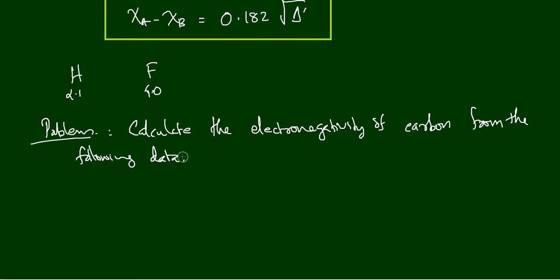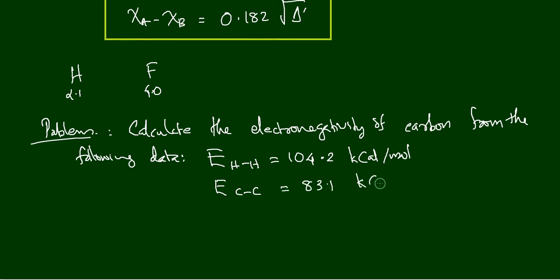E means bond dissociation energy. E_HH is equal to 104.2 kilocalorie per mole. E_CC, the bond dissociation energy of the carbon-carbon bond, is equal to 83.1 kilocalorie per mole.